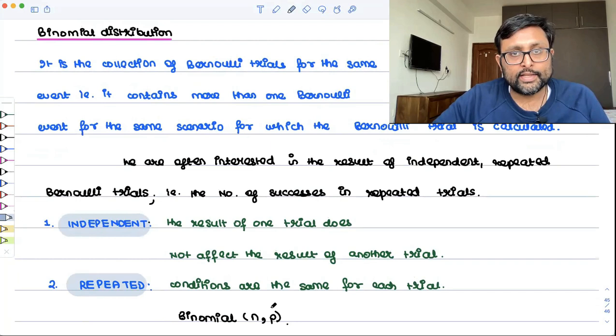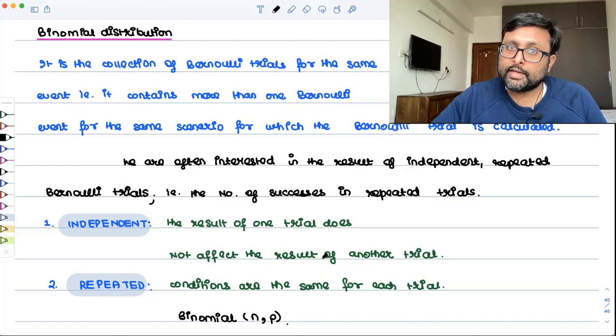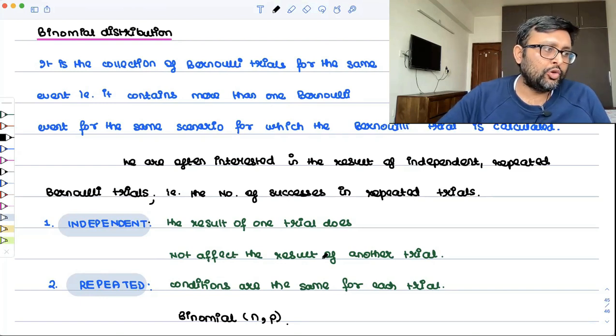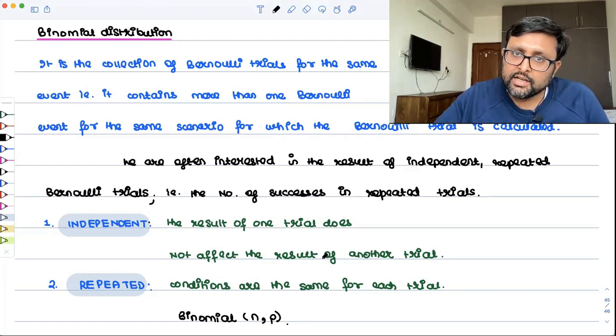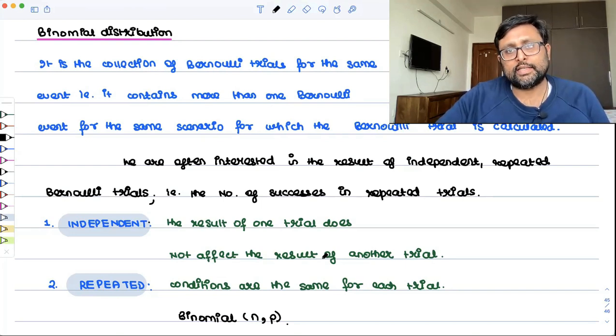There in Bernoulli, it is repeated once, right? Here, in the case of binomial, it is the collection of Bernoulli trials for the same event. So that is the difference between Bernoulli and binomial. Bernoulli is that you are dealing with the outcome of a single trial of an event. Binomial is that you are dealing with the outcome of multiple trials of that single event. That is the main difference between Bernoulli and binomial.